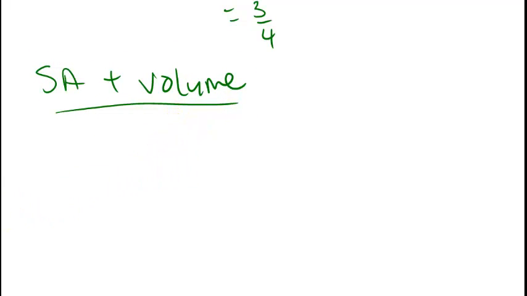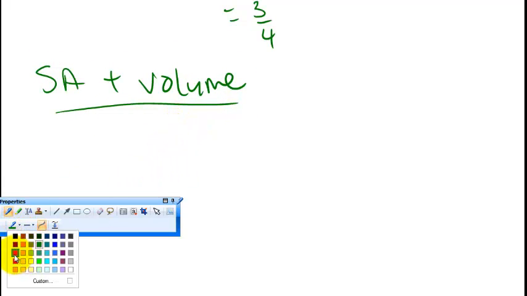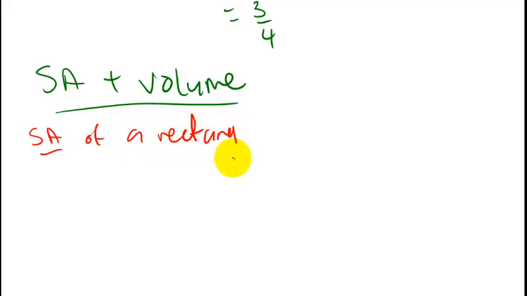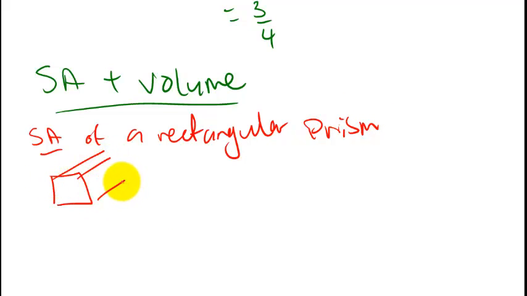There are a lot of formulas that you need to memorize. The sooner you sit down and memorize these formulas, the sooner this topic's actually pretty easy. Surface area of a rectangular prism: it's all the outside, the whole surfaces. I didn't learn the surface area, so I failed.